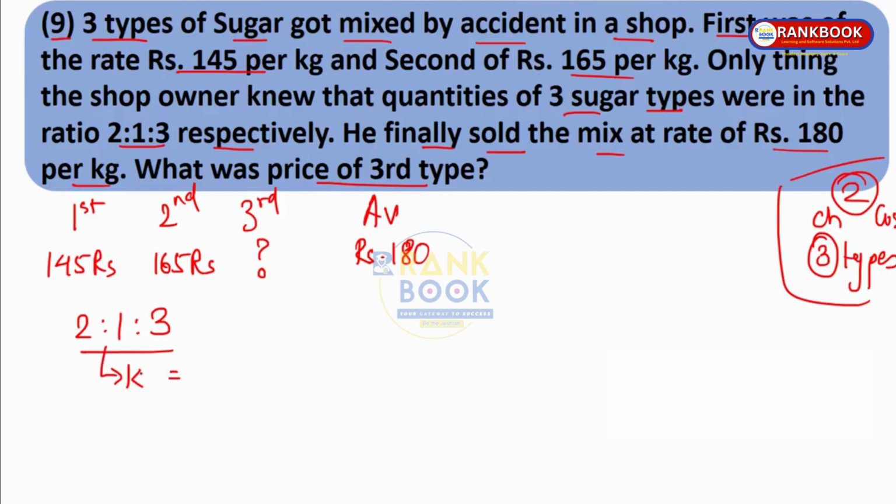So the actual value would be 2 into k is 2k, 1 into k is 1k, 3 into k is 3k. So the quantity of the first type of sugar is 2k kg. Second type it is k kg. Third type it is 3k kg. And when the 3 of them mix, how much would be the final mixture quantity? It would be 2k plus k plus 3k, that is 6k kg, right? Now he sold the mix at the rate of rupees 180 per kg.